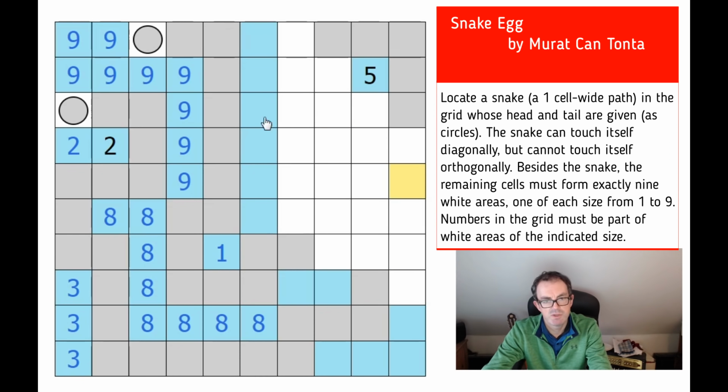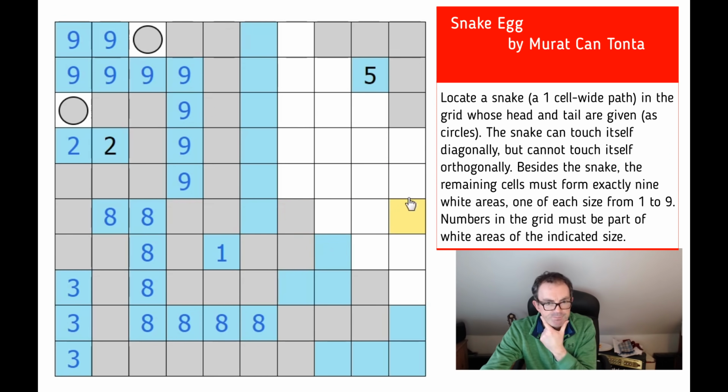This is extraordinary to me. Look at this. There was hardly any information in a 10 by 10 grid, and from that you can create, or Murat has created, such an intricate puzzle. It's just brilliant. This must be blue, and we know that this isn't the end of this blue, that this blue must extend at least one more square.